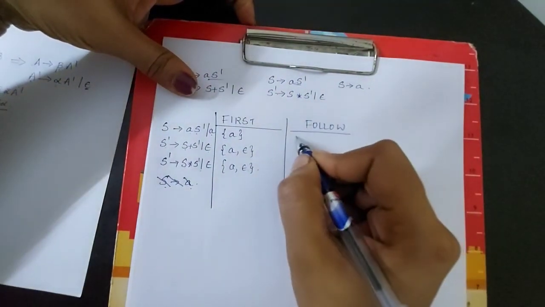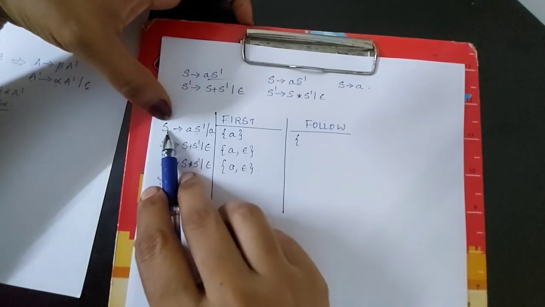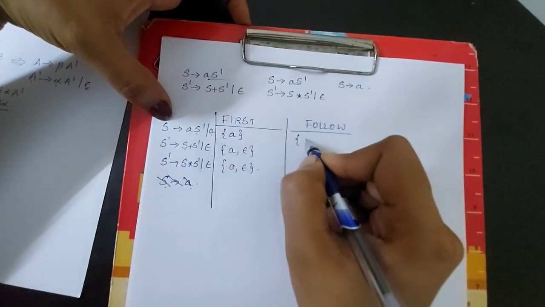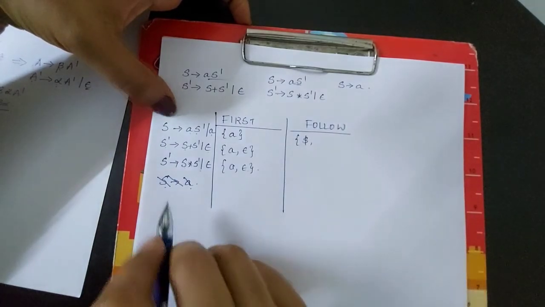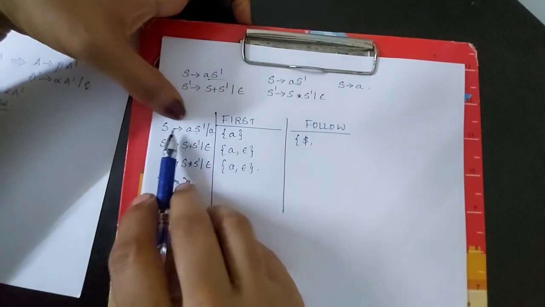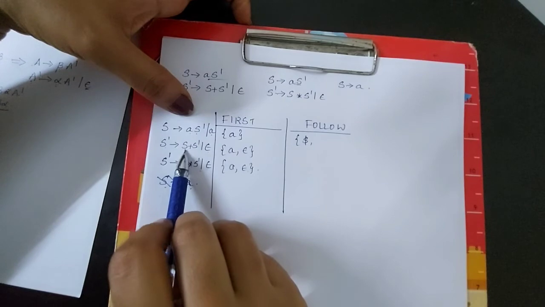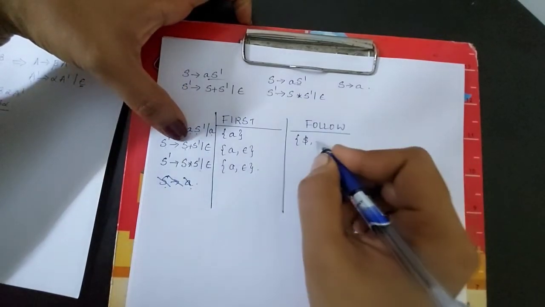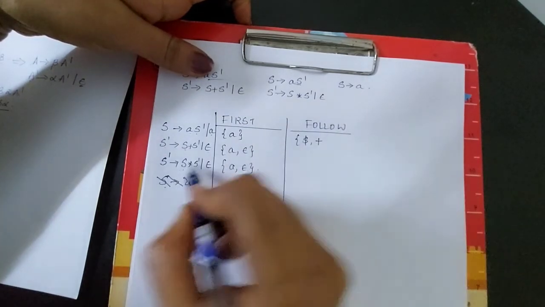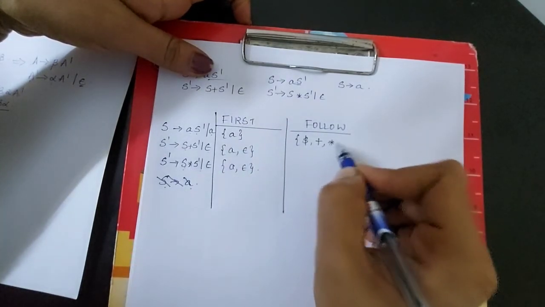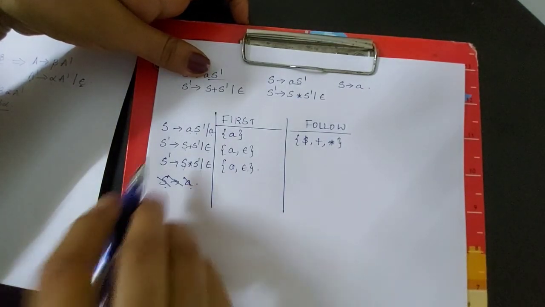Now let us write the follow set. What is follow of S? Follow of S, for it to write, we always have to write dollar, because that is the starting symbol and dollar is always followed by that. Next, we have to see where S is present in any of the body of the production. So it is present over here. What is S followed by? It is followed by plus in this production. And then S is also present over here. It is followed by star. So these 3 things become the follow set for S.